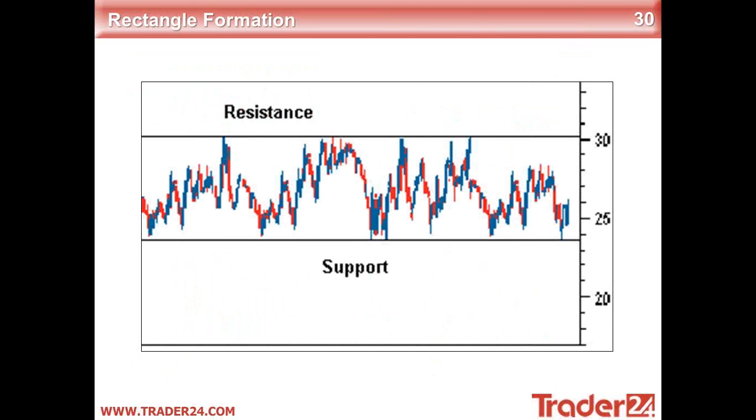All right, so here's an example with the resistance and support drawn in. So as you can see, it is a little bit ragged. It doesn't go in a nice straight line, like obviously in that example I had before. But we can still look for these entry and exit points. It might not be exactly on the line. It might be a couple of pips on either side, but it's going to give you a relevant point of entry and exit.